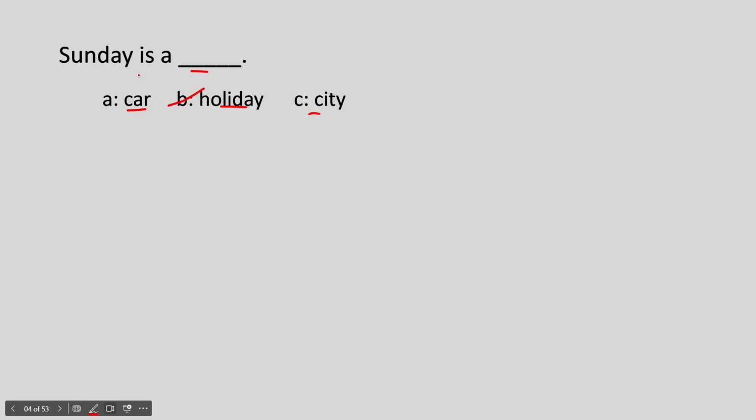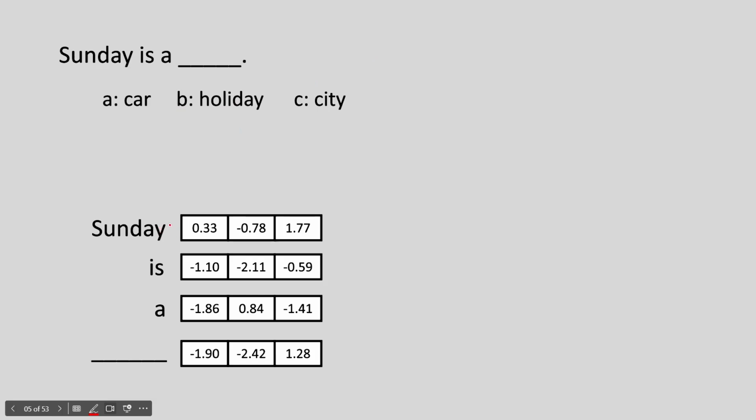Now the problem is the computer doesn't understand this, because this is human language. This is English. It cannot understand the English language. It only understands zeros and ones. So what we do is something called embedding. Sunday is converted into this embedding, which is nothing but a series of numbers. This is called the word embedding for Sunday.